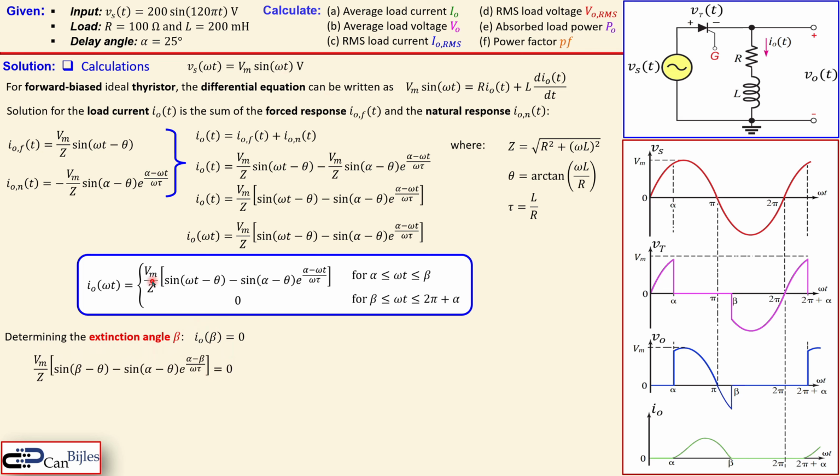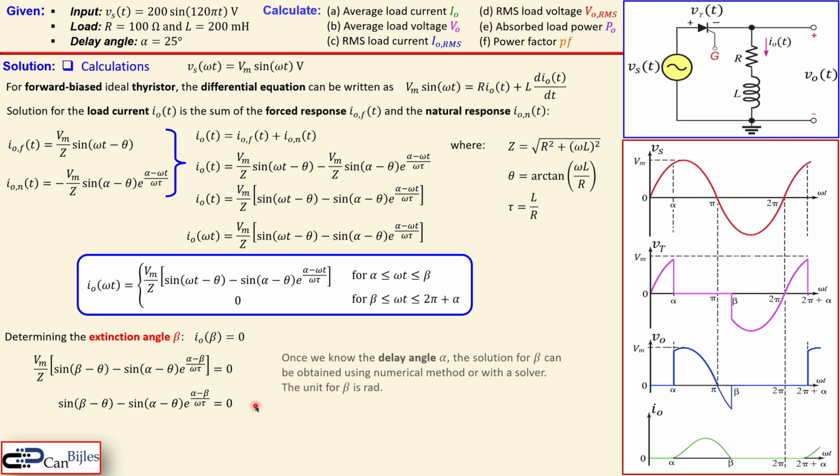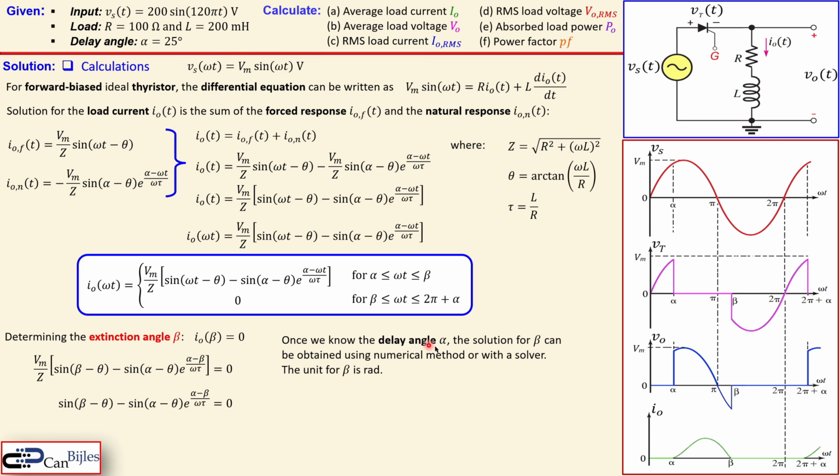And that's done here. So we take this complete part and then substitute here for the omega t, because that is our variable, beta. So here you get the beta, it's this here, and then you equate it to 0. Now you can divide out this Vm over z, then you get this expression which is easier to use, and we can now solve this. You can do that using your solver numerically, and then once we know of course the delay angle, we can do that. If you don't know the alpha, we cannot do that.